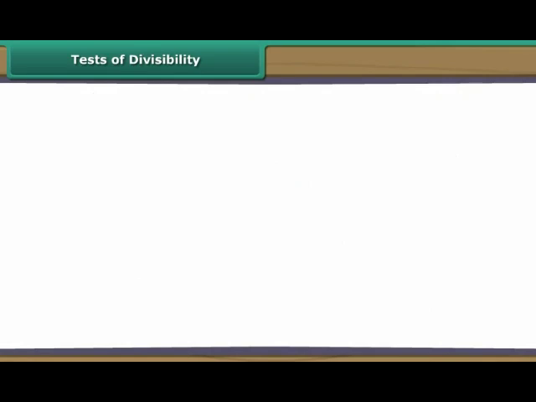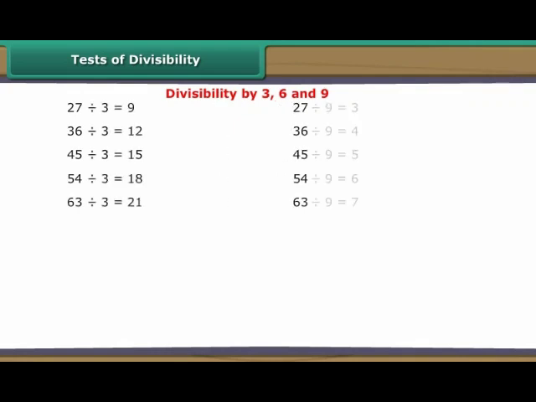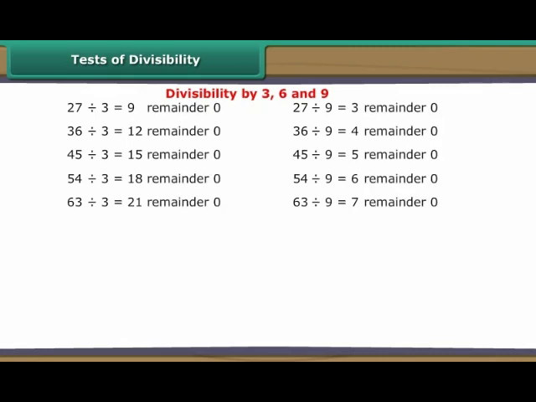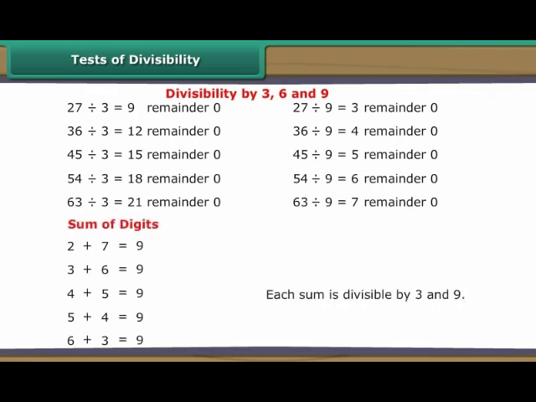It is clear that all even numbers, that is, numbers that end with 2, 4, 6, 8 or 0 are divisible by 2. Consider some numbers: 27, 36, 45, 54, 63. Let us divide them by 3 and 9. 3 and 9 divide them all exactly, leaving no remainder. Now let us sum up the digits of each number. What do you find? Each sum is divisible by 3 and 9.